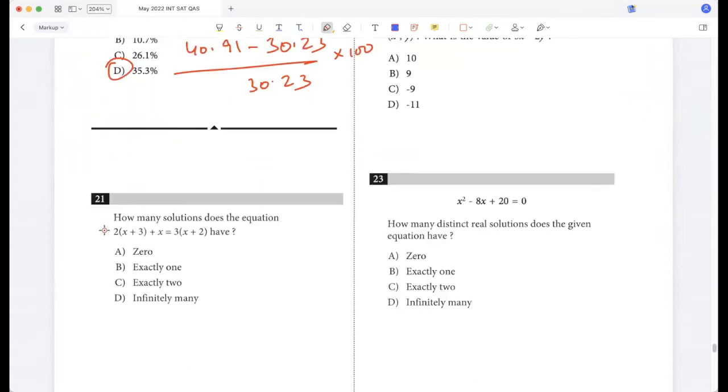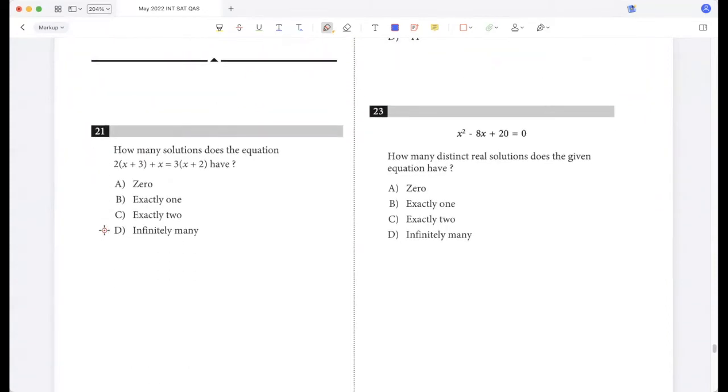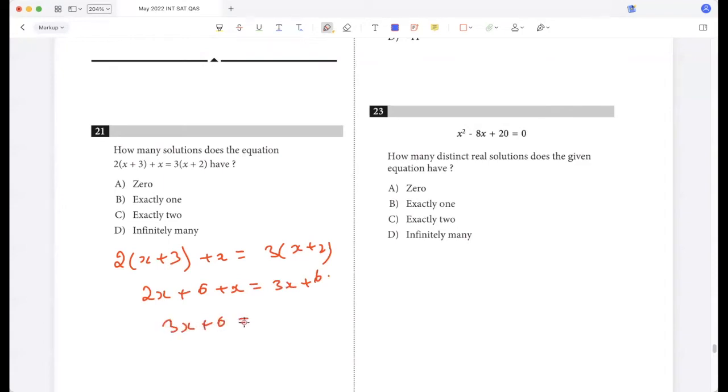How many solutions does the equation have? 2 times x plus 3 plus x is 3 times x plus 2. So 2x plus 6 plus x is 3x plus 6. So 3x plus 6 is 3x plus 6. So both the sides are the same. So any value of x can be plugged in. So infinitely many.